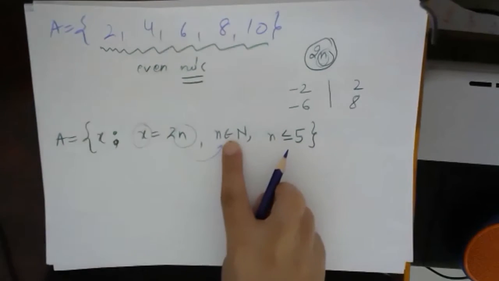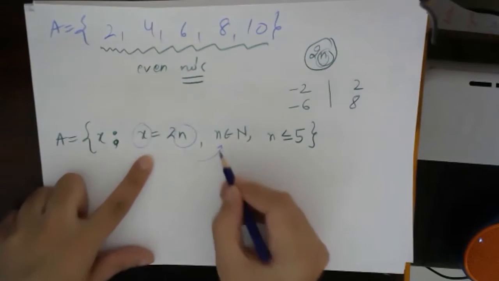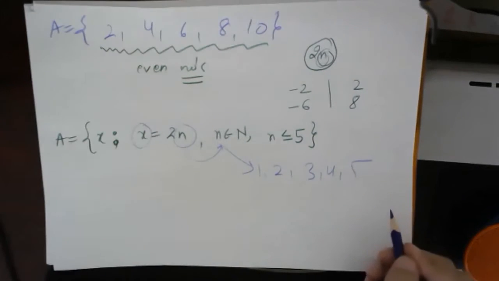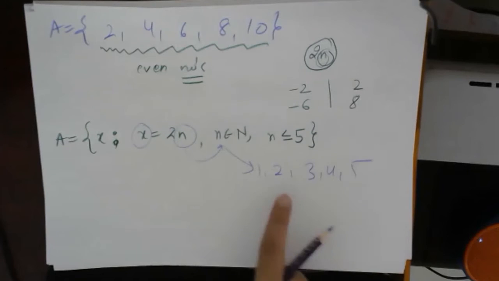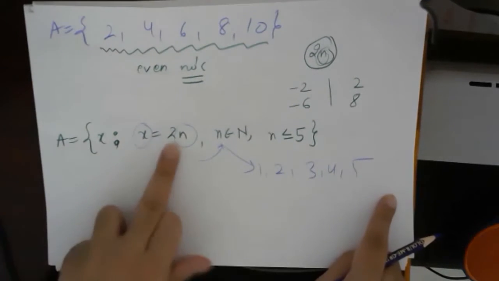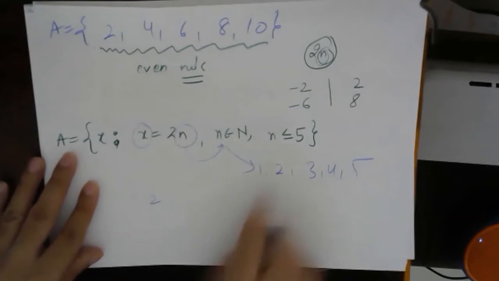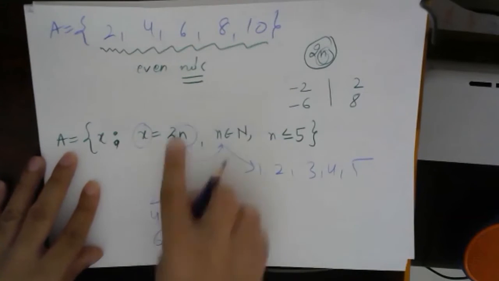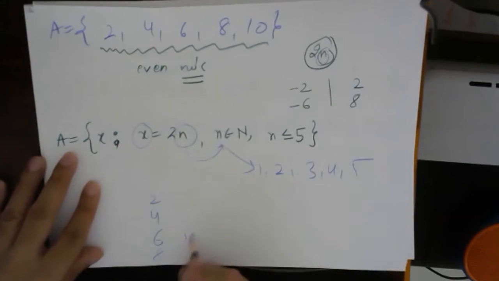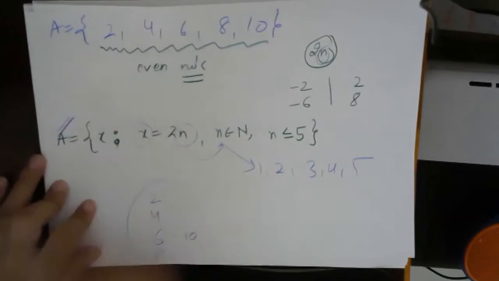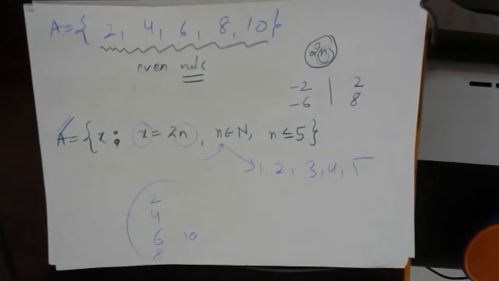So n can take the values 1, 2, 3, 4 and 5. Now x equals 2n, so x becomes 2 into 1, 2; 2 into 2, 4; 2 into 3, 6; 2 into 4, 8; and 10. So defining it this way is perfectly fine. Understood, everyone?